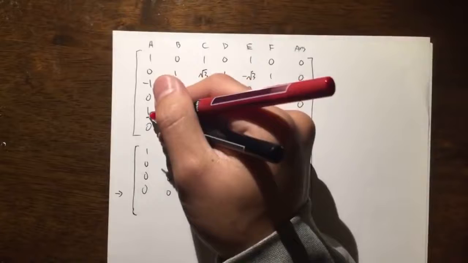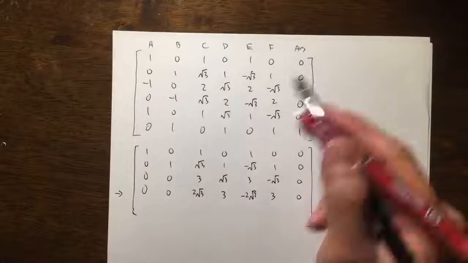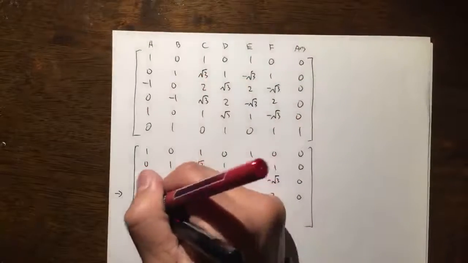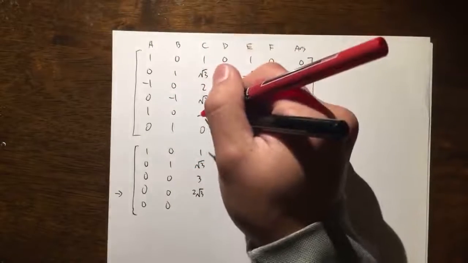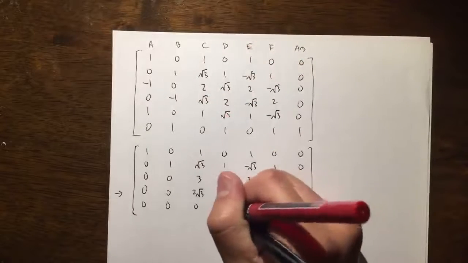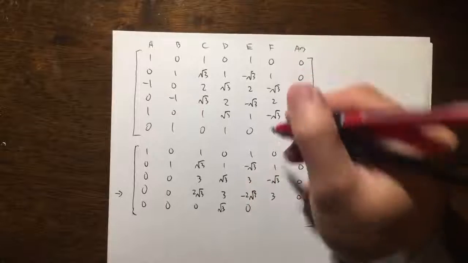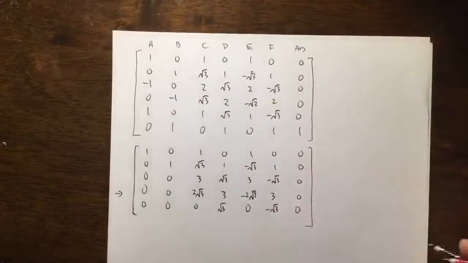Okay, I need to make this equal to 0. So I'm going to multiply the first row by negative 1 and add it to here. Or you can just do like negative 1 plus 1 is 0, and this plus is just 0. Negative 1 plus 1 is 0, and then this plus that is still square root of 3. Negative 1 plus this is 0. This plus that is still negative square root of 3, and this plus that is still this, right?